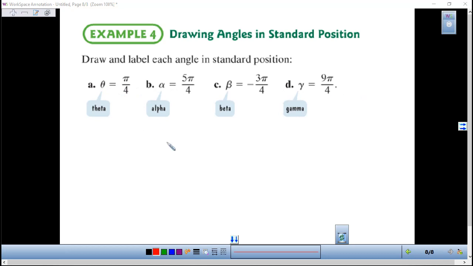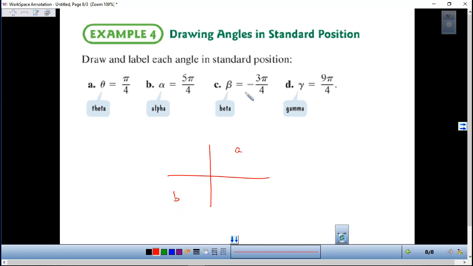Now, I'm not going to draw all these, but we are going to talk about what quadrant they're in. So pi over 4, it's going to fall between 0 and pi over 2, so it's going to be in quadrant 1. 5 pi over 4, is it going to be between 0 and 1/2, 1/2 and 1, or 1 and 1 1/2? Well, it's going to fall between 1 and 1 1/2, so it's going to be in quadrant 3.